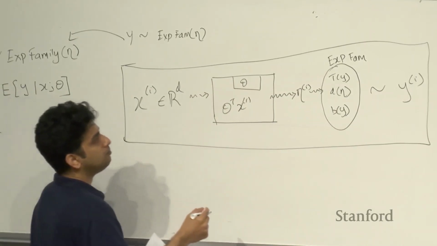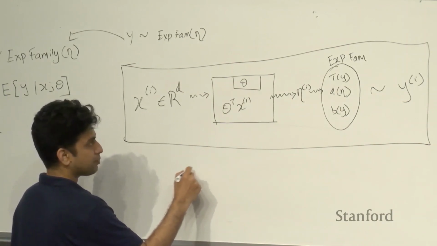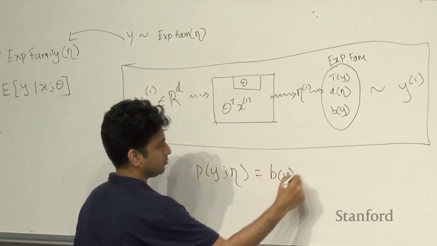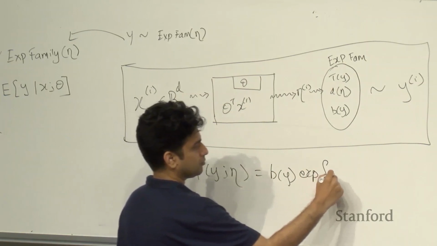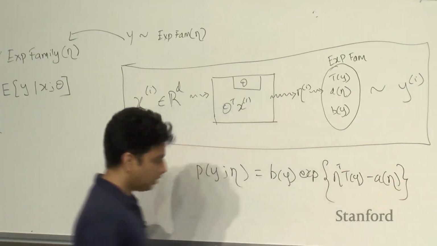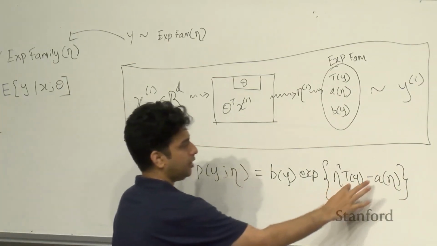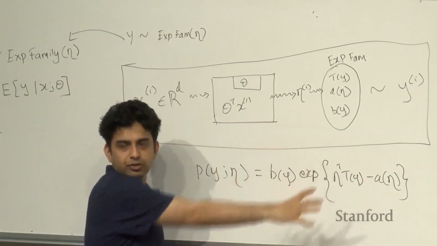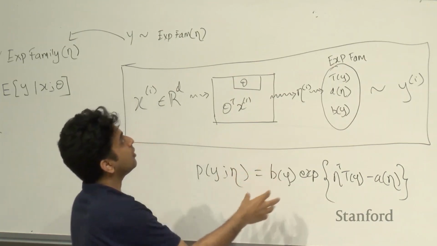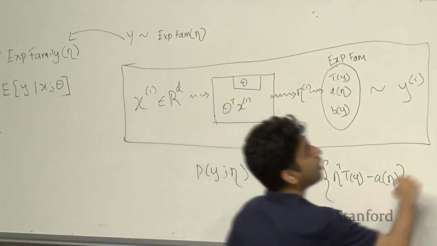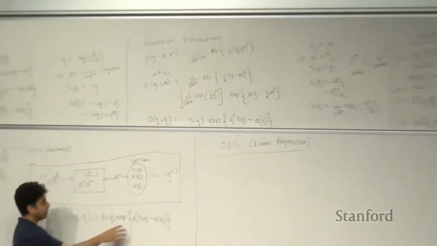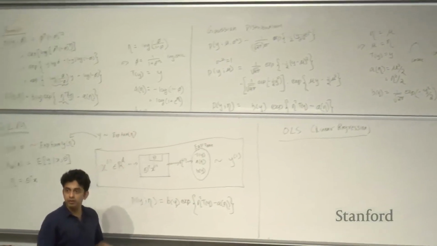So the exponential family corresponds to distributions that have this form. Now, once you choose T, A, and B, you fix the functional form of your exponential family. For example, by choosing your B, T, and A according to that set of choices, you get the Gaussian. By choosing B, T, and A according to this set of choices, you get a Bernoulli.